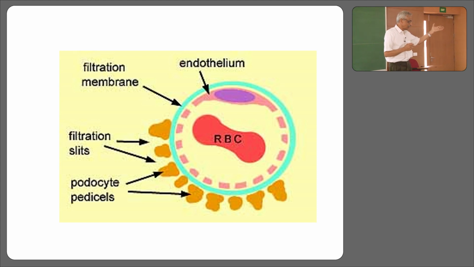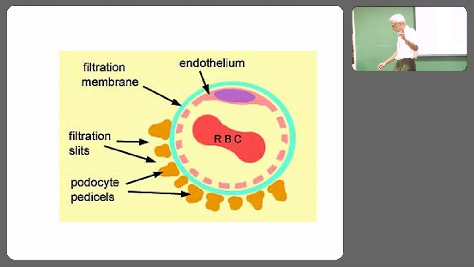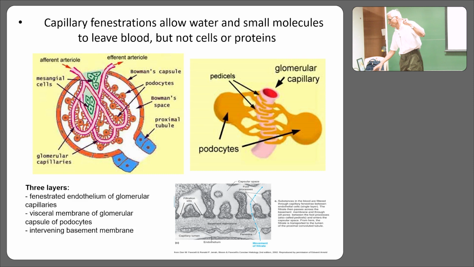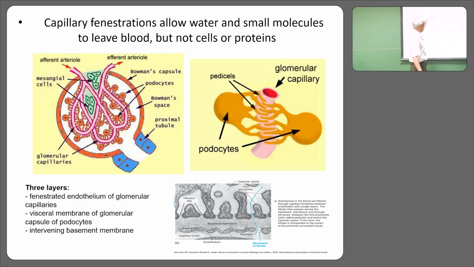Are you with me? In that particular case, if they take the urine sample and subject it to analysis, you will find that there is much more protein than what it normally should be. Normally there should be no protein. So this charge on this basement membrane, what kind of charge is sitting there, please? Negative. And then there are mesangial cells which have smooth muscles.